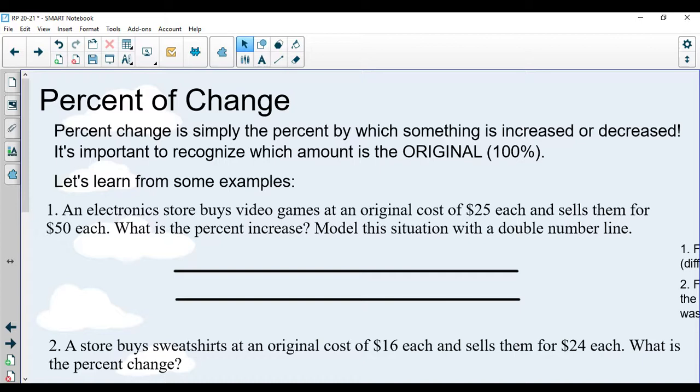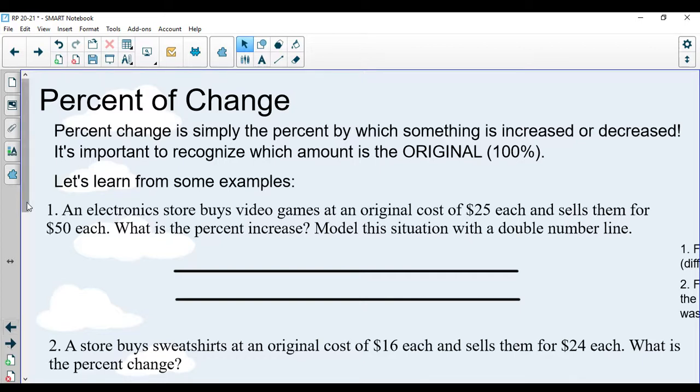So what was changed? Well, this is where it's going to be really important to recognize the amount that is your original. It might be an original cost, an original population number, an original height, whatever it is. That original is your 100%. So we'll be identifying that in every problem that we work. We're going to learn from some examples.